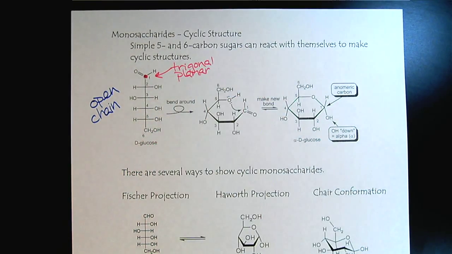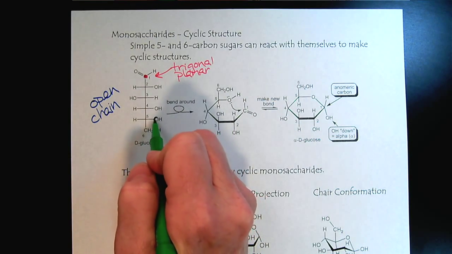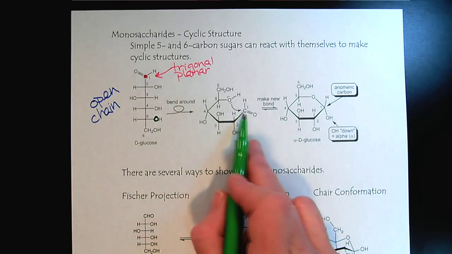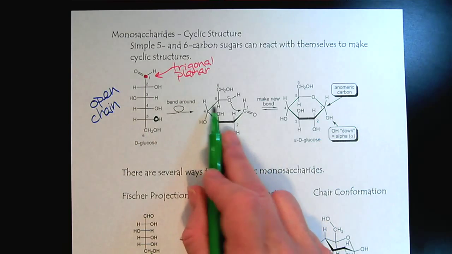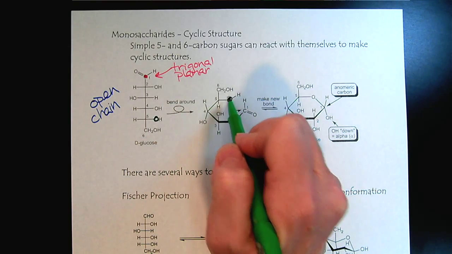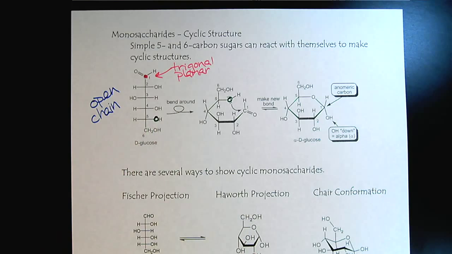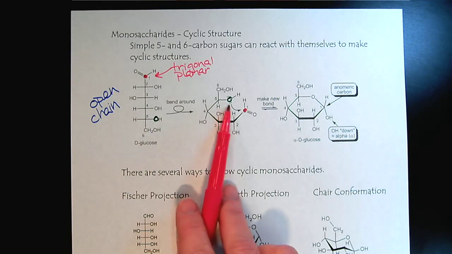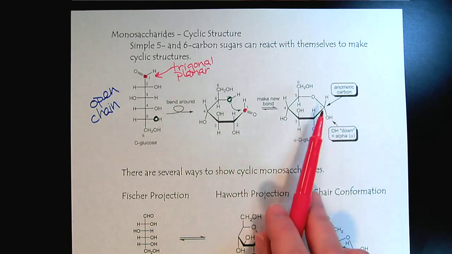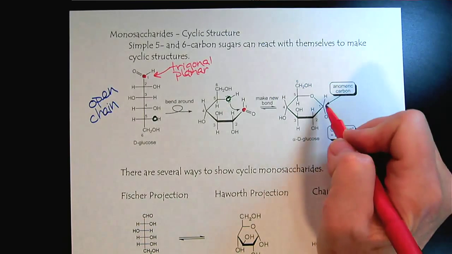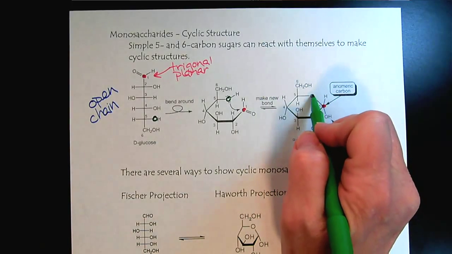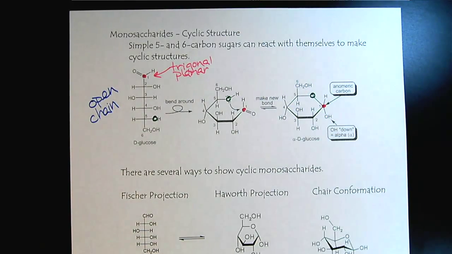And so what happens is this alcohol group right here, the hydroxyl group coming off of carbon 5, notice that we can turn this on its side and bend it around, and here is that same oxygen on carbon 5, and here is our carbonyl carbon. And what happens is they can undergo a reaction to form a ring. So here's our original carbonyl carbon, and there is the oxygen coming off of carbon 5.